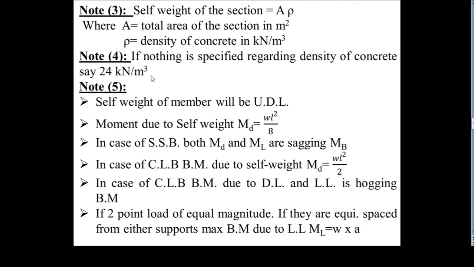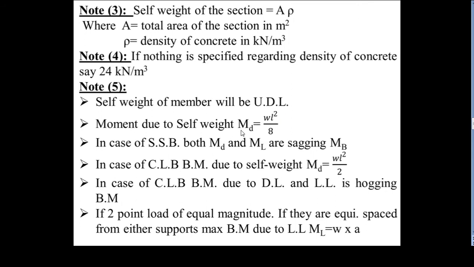The density of reinforced concrete is taken as 24 kilonewton per meter cube if nothing is specified regarding this density. Note number 5, self weight of a member will be UDL. Okay, we always take the self weight of a member as UDL, if nothing is specified regarding this.